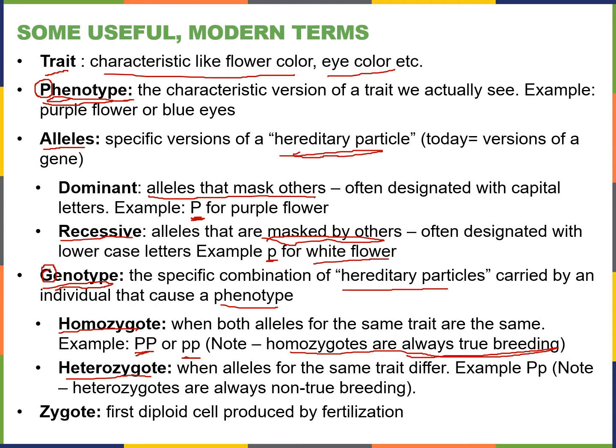Heterozygotes, that's when alleles for the same trait differ. So these are going to be your hybrids. So big P, little p. What's that going to give us? Is that going to give us a purple flower or a white flower? Or maybe something in between. We're going to talk about that. But heterozygotes, really important, are always non-true breeding. And you're going to see why in the example I'm going to give you with the purple and the white flower. And then the zygote, we've already been over what a zygote is in meiosis. This is the first diploid cell produced by fertilization.